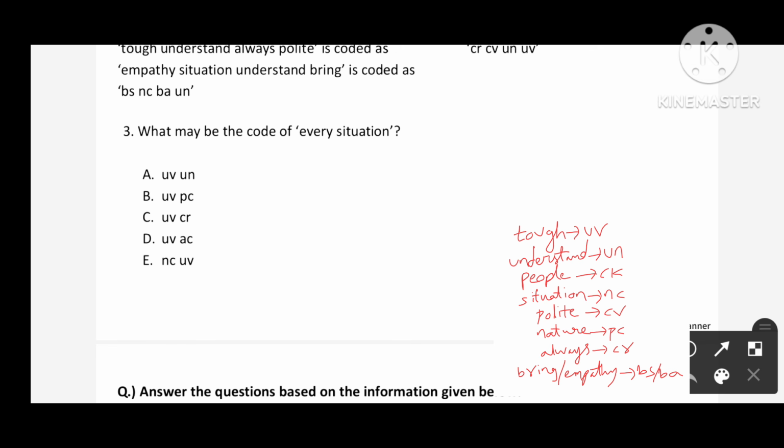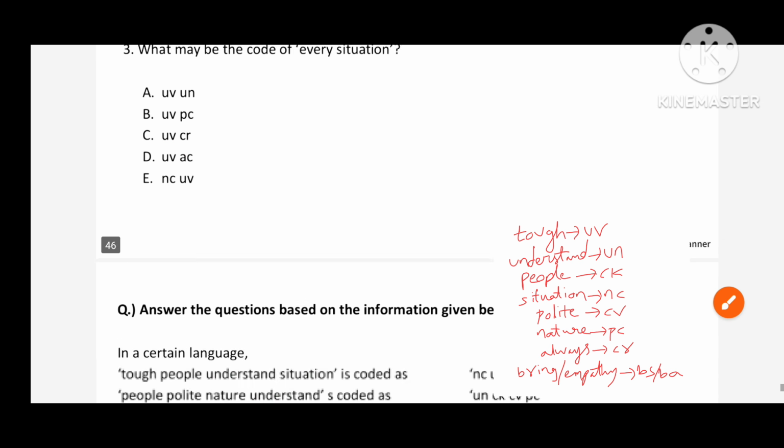Next, question number 3 has some mistake. AC is related to some word that we didn't see in our codes. Okay, situation code is given as NC, so here it is not UV. NC is the option we need here, so option D is NCAC, so the answer will be NCAC. That is a small typing mistake.